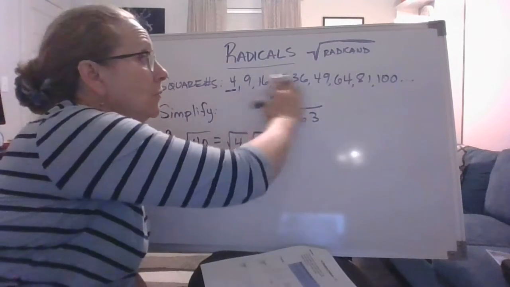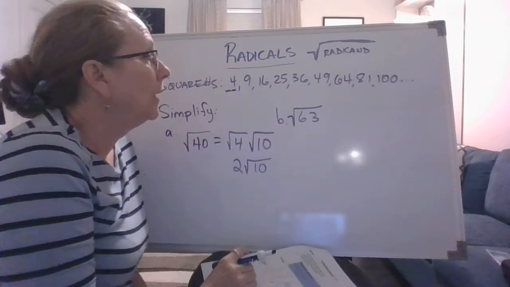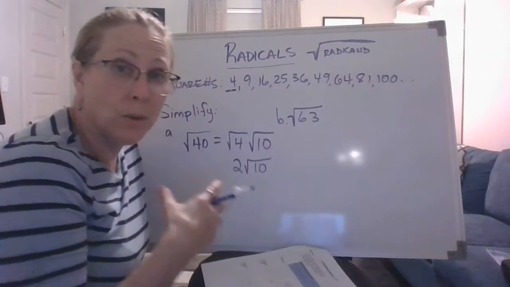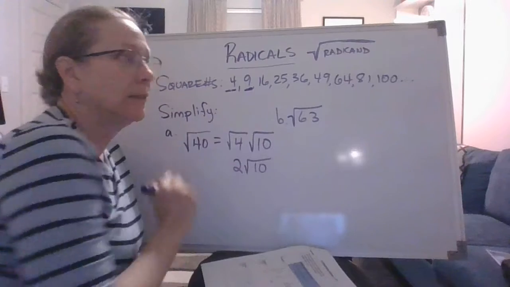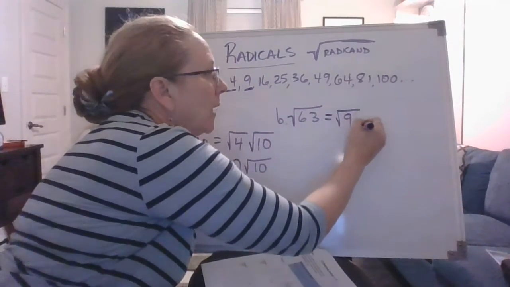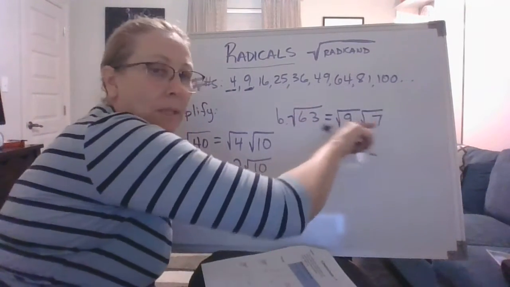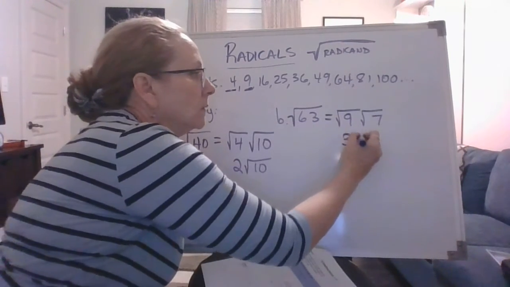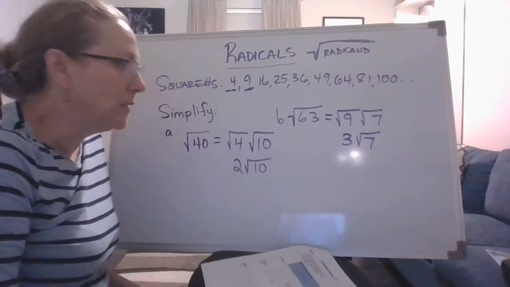Obviously, once again, 63 is not on this list. That's B. So what we do is say what number that's a perfect square is in 63. Why 9? 9 times 7. Square root of 9 times the square root of 7. Always put the perfect square first, what's left over last. What's the square root of 9? 3. And the radical. So 3 root 7 is how we say it.